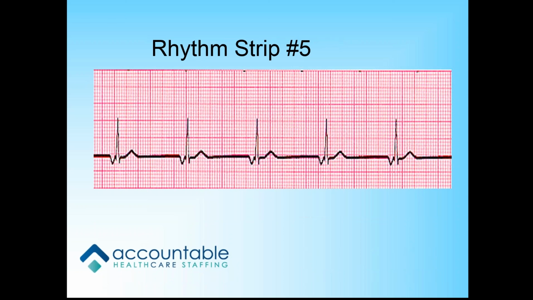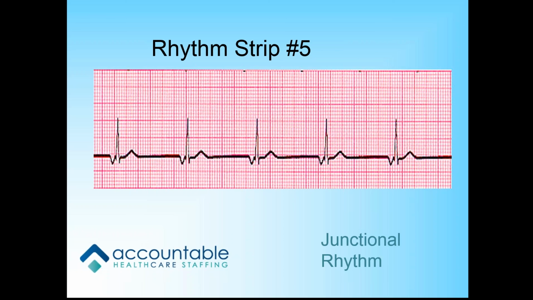So the first one is, what's the rate? 50. Is that too fast or too slow? It's slow. Do I have a P for every QRS? Yes. Do I have a QRS for every P? Yep. Is it regular or irregular? Regular. What about those P waves, though? They're inverted. What about the PR? It's tiny. Yeah, it's almost non-existent. In fact, it's probably causing that QRS to have a little notch in it.